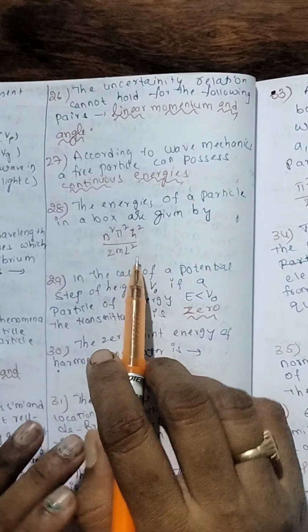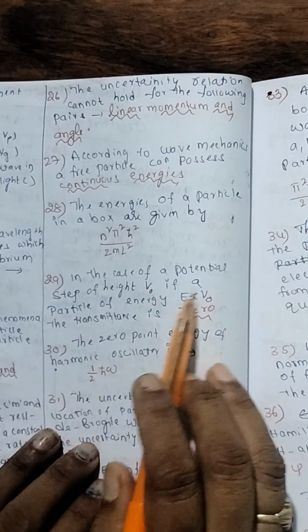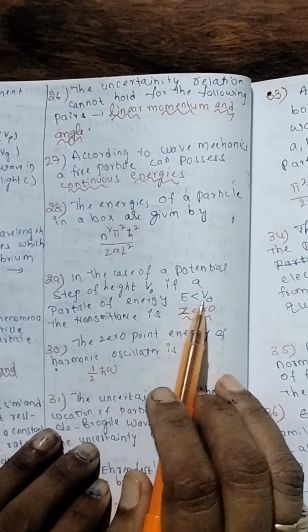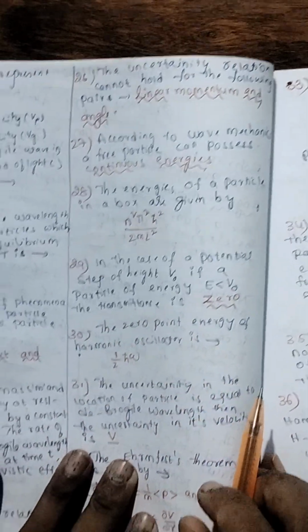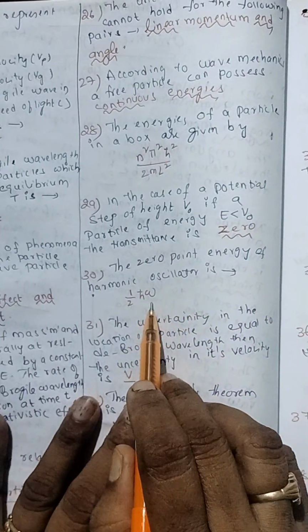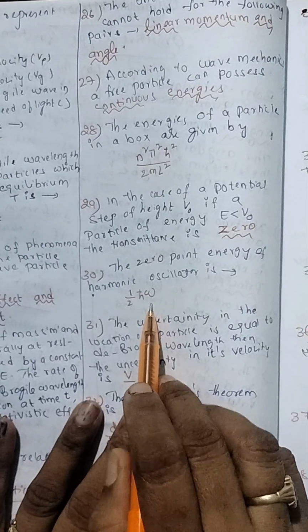I think you remember. In the case of a potential step of height V0, if a particle of energy E less than V0, then the transmittance is 0. The zero point energy, already discussed in part 2 video, is half h cut omega.